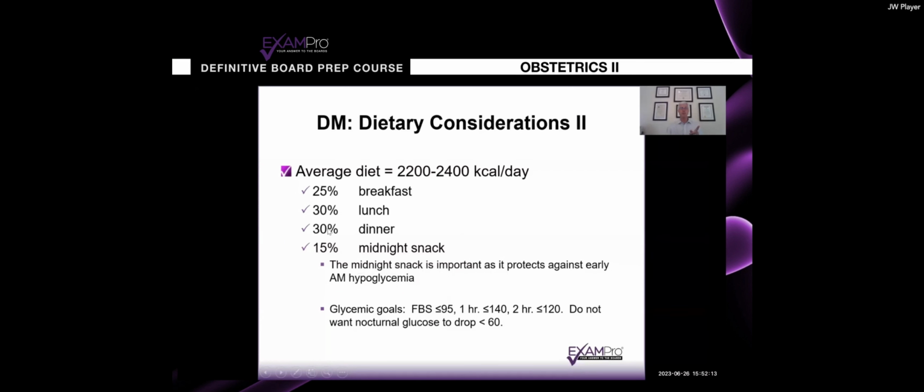Note here that it's not 30, 30, 30. We actually take some of the breakfast calories and we transfer them back to the midnight snack the night before. And this helps to protect against the Somogyi effect and overnight hypoglycemia if we load something in for bedtime.